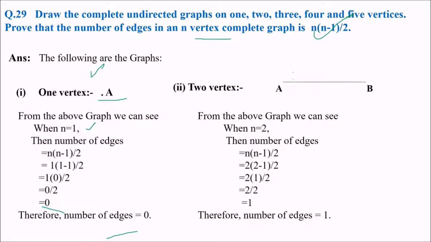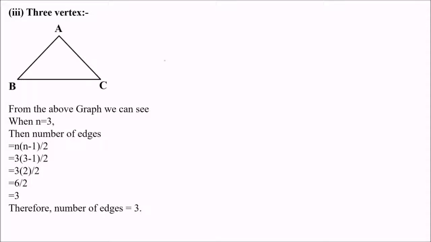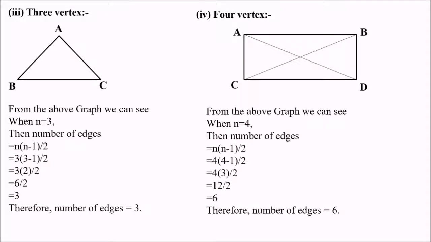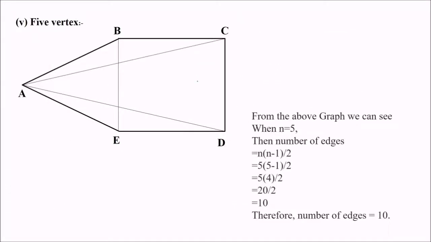For 2 vertices, let us see. We have n equal to 2. Place this value of n, which is 2, in this formula. It will be 1, and we can see that it is 1 only. Let us do it for 3 and then 4. For 3, we find that the number of edges is 3 only. 1, 2, and 3. In a similar fashion for 4 vertices, the edges will be 6. So this is how we do it. And for 5 also likewise. N equal to 5 and n(n-1)/2, we have 10 edges.